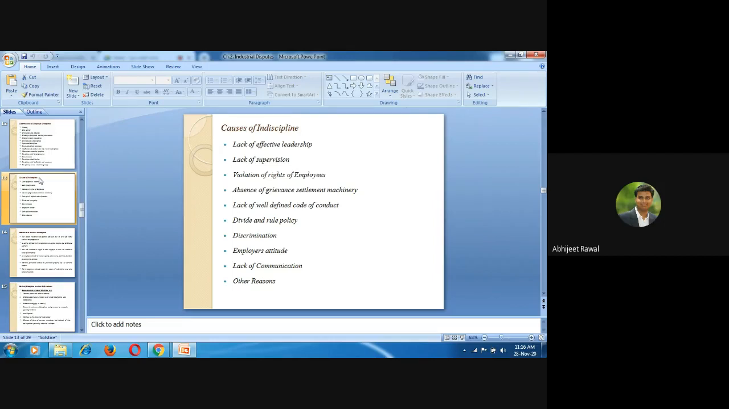If the supervisor doesn't pay attention, okay, he himself will come late, his involvement in his project or in his work, or in the work allotted to his team, will be less, and he is the leader of that team. He being a leader, if he's not performing well, he will not get a good amount of returns, he will not get a good amount of productivity from the employees. So lack of effective leadership is one of the causes of indiscipline.